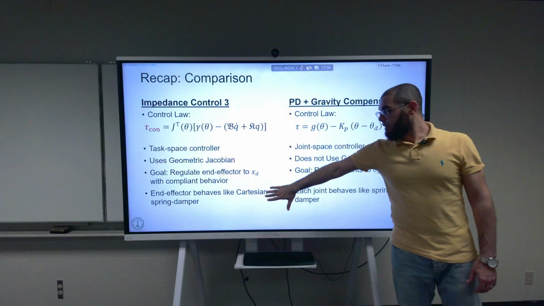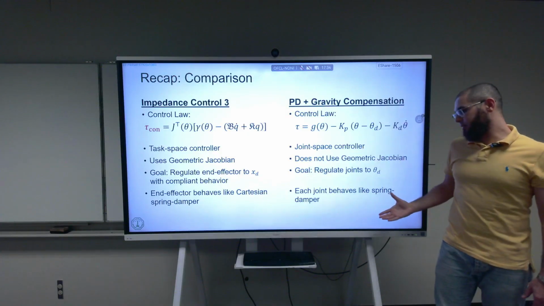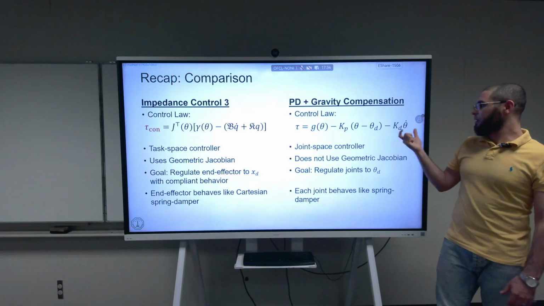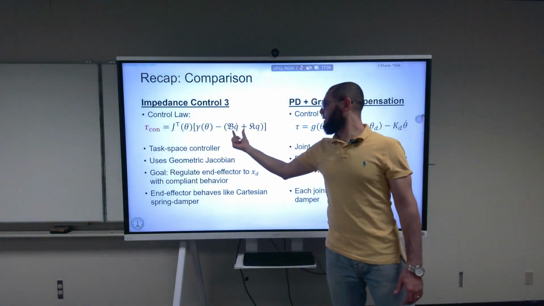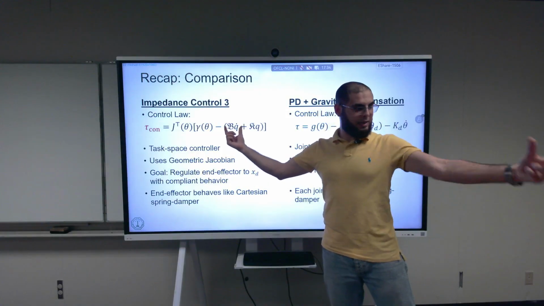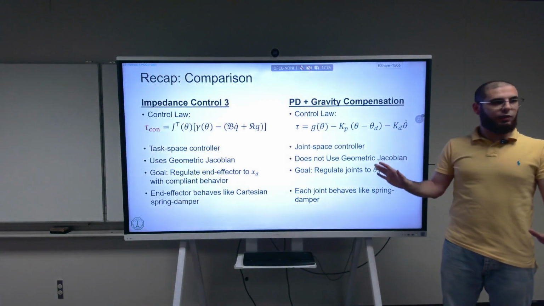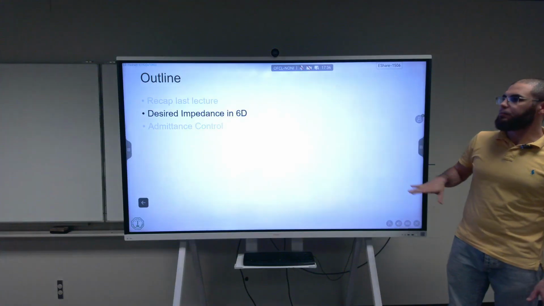The end effector behaves like a Cartesian spring and damper, while here every joint behaves like a spring and damper. So you see, this is the spring, this is the damper at every joint, and this is the gravity compensation. This is the spring and this is the damper at the end effector, and this is also the gravity compensation. Any questions so far? Last lecture, everything clear? Okay.